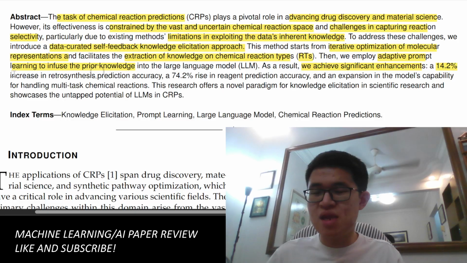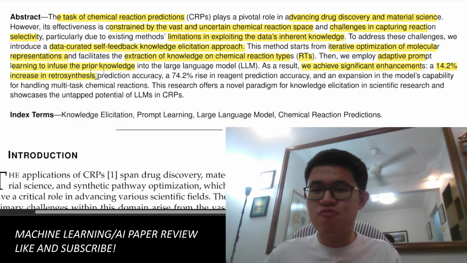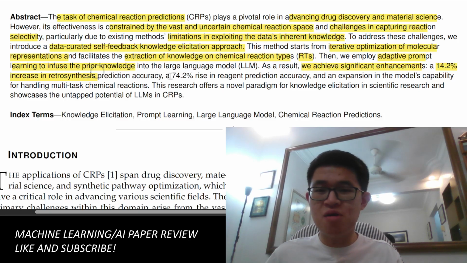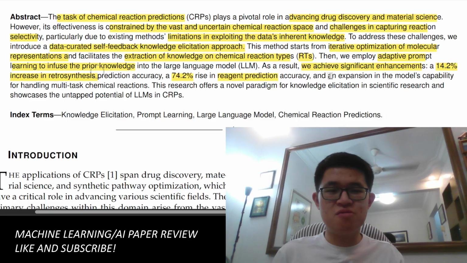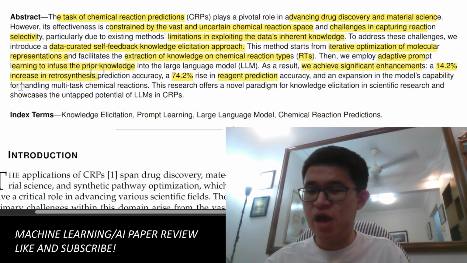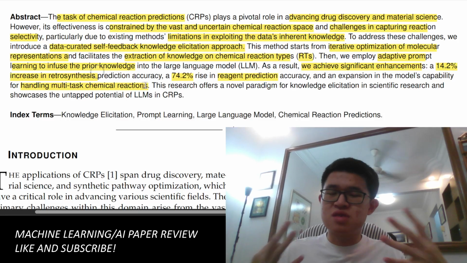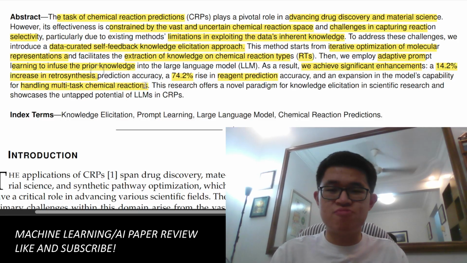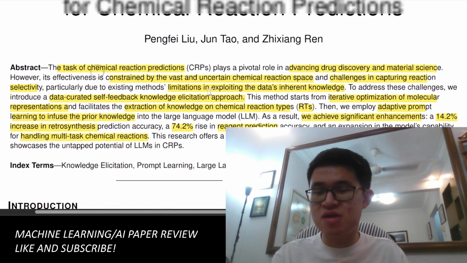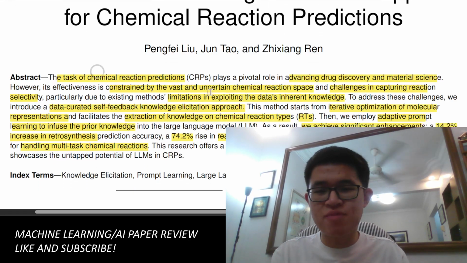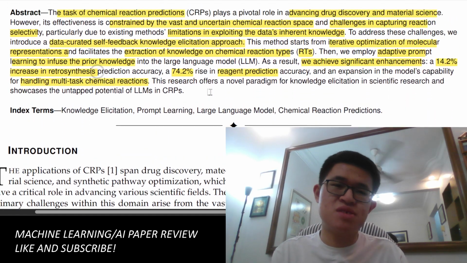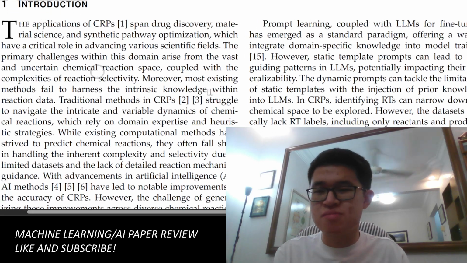And by doing so, they managed to achieve a lot of improvements: about 14% accuracy improvement in predicting retrosynthesis, and not only that, but also a 74% increase in reagent prediction accuracy. And not to mention, it is also able to handle multiple task chemical reactions as well. Now, this is a really cool showcase of how LLMs can be applied in real world applications, at least in scientific applications.